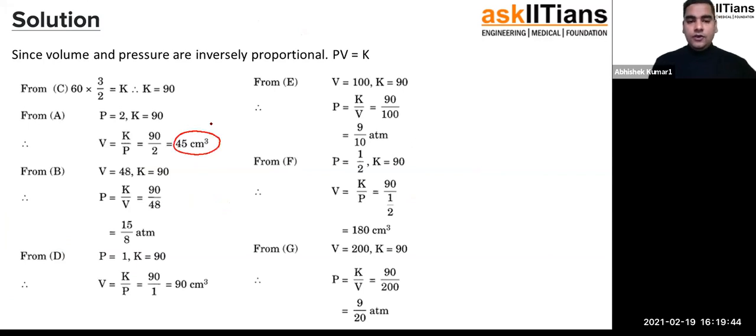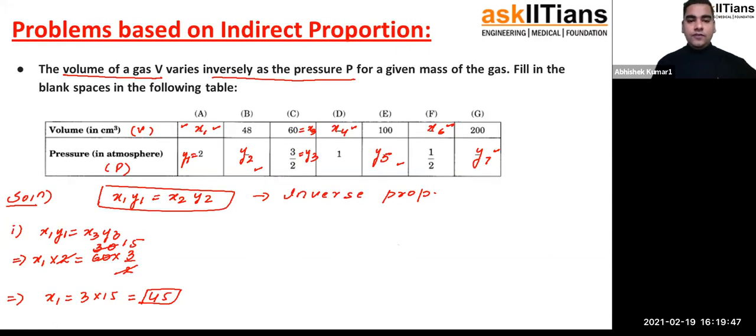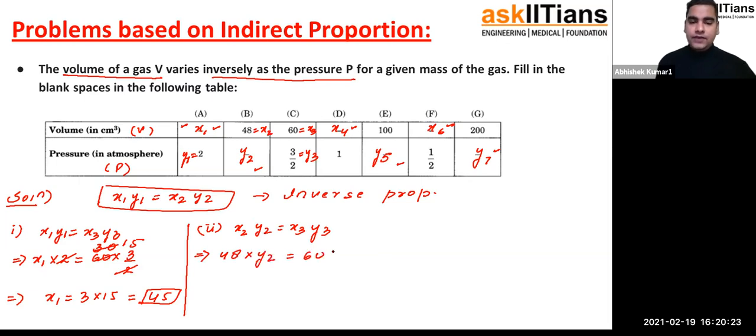Clear? Now, we have to find out the value of y2. So we will have a second case here. To find the value of y2, you can either compare x1 y1 to x2 y2, or you can compare x2 y2 to x3 y3. It's your choice completely. The answer will remain the same. Here, let's say I'm comparing x2 y2 to x3 y3. I already have the value of x2, which is 48. y2 I'm not aware of. x3 is 60. y3 is 3 by 2.